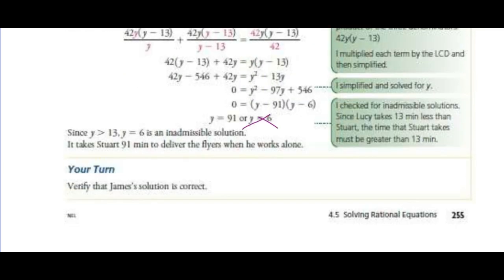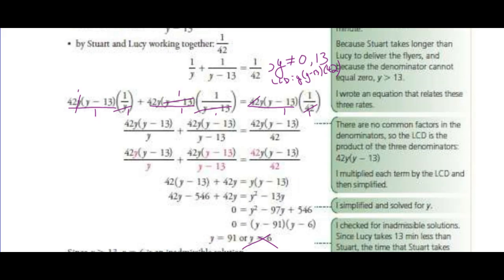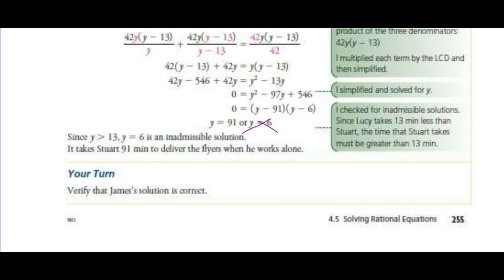Okay, so then y is 91, and what's y? Because by now we've forgotten. Oh, y is the time it takes Stuart working alone. What did they want us to find? When Stuart works alone, how long does it take to deliver? So they wanted us to find that, and we have. So working alone, he does it in 91 minutes.